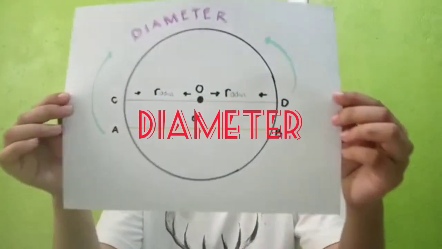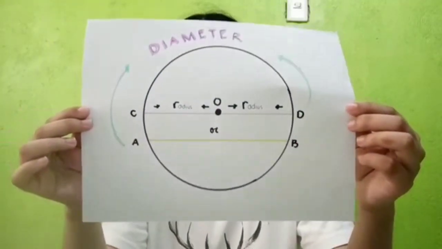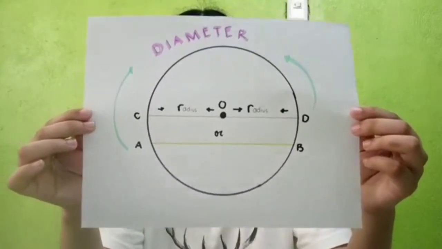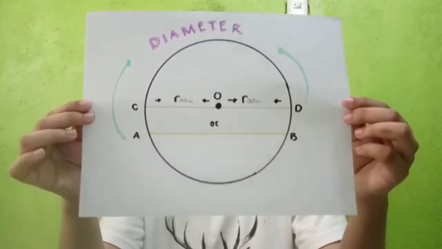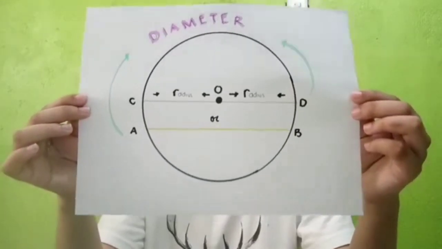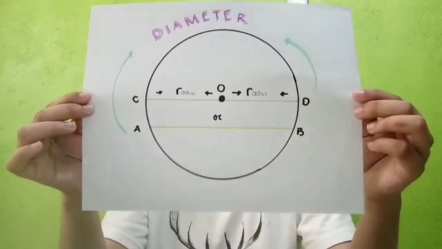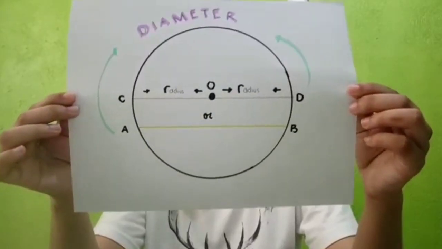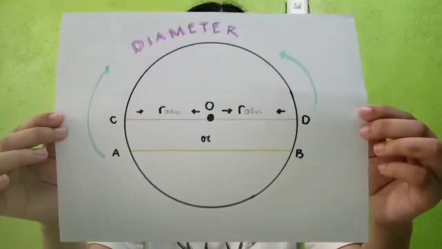The next part of a circle is the diameter. Diameter is a chord passing through the center of a circle. It's called the diameter of the circle. Diameter is also called the longest chord. Here are the examples of diameter. There are two examples of diameter here in the circle: diameter A and B, and diameter C and D.